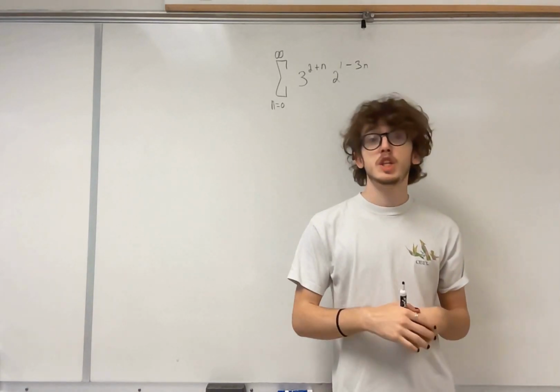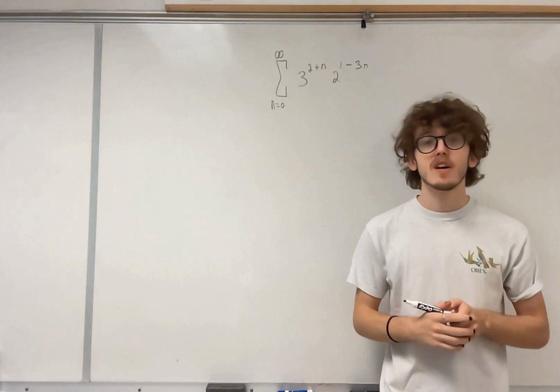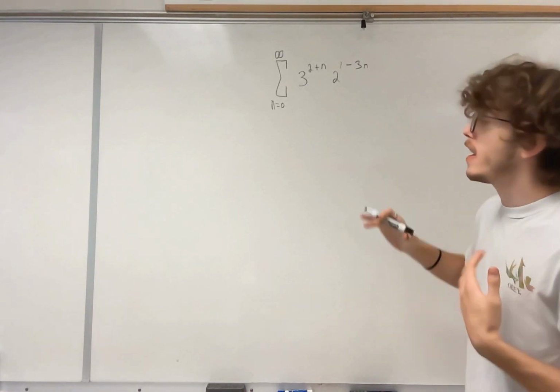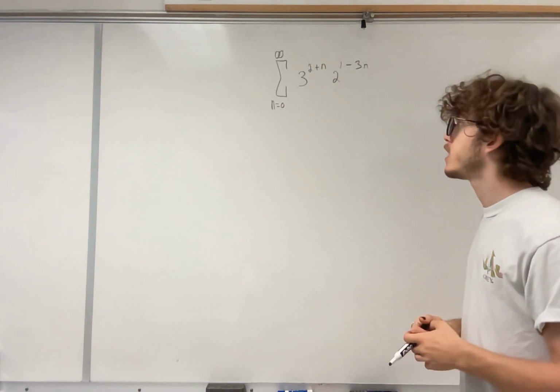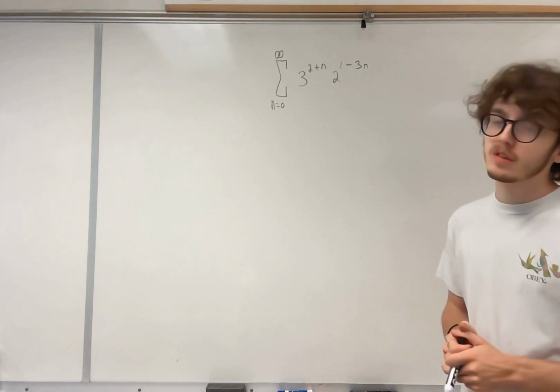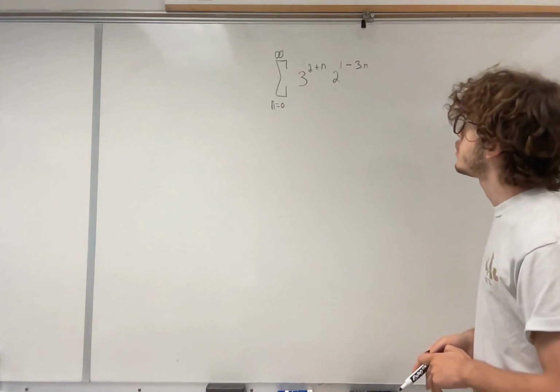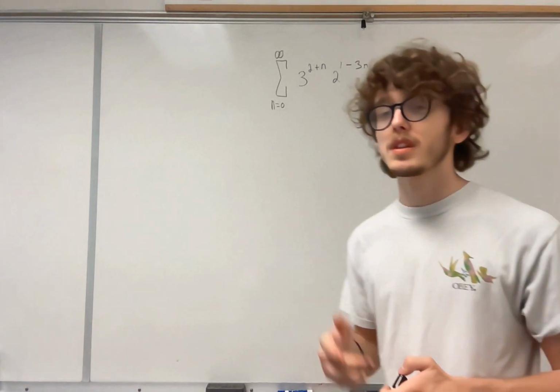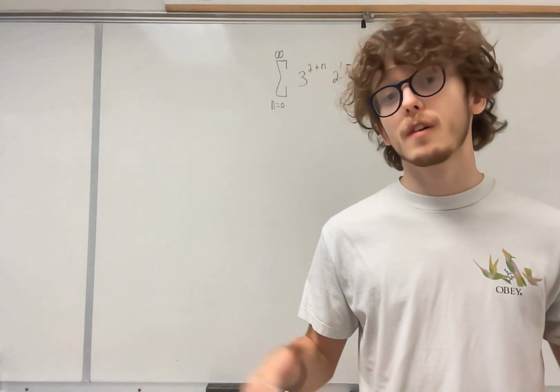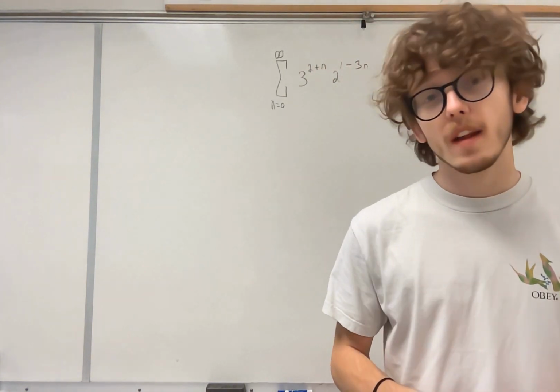So we have this geometric series that we are asked to solve. Find the sum of all values in the series of n equals 0 to infinity of 3 to the 2 plus n times 2 to the 1 minus 3n. And we're asked, what is the sum?